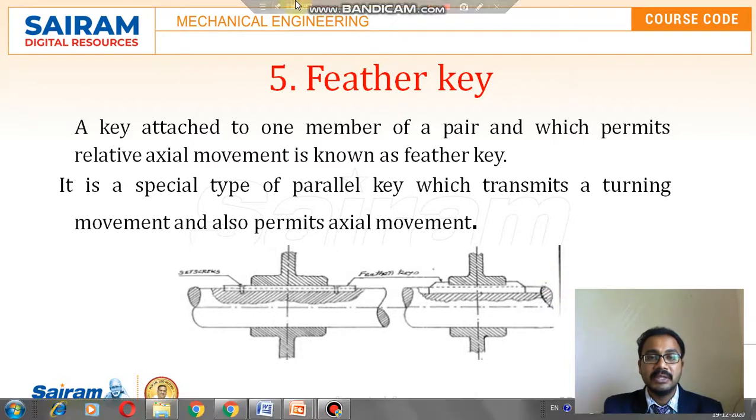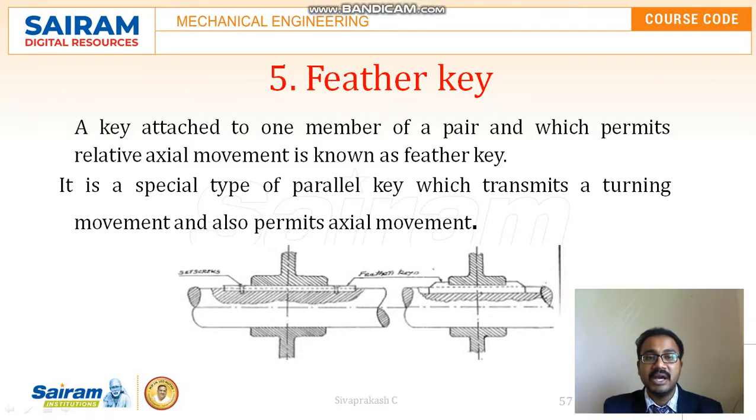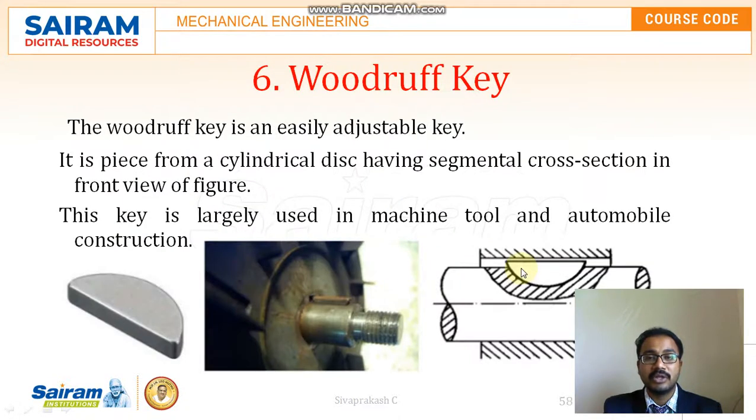So the next type is the feather key, where the key is attached to one member of the pair and permits relative axial movement, which is nothing but a feather key. It is a special type of parallel key which transmits a turning movement and also permits axial movement. You can see examples of the feather key where the keys on two sides have been fixed with special keys, and it is mostly used for the flange coupling.